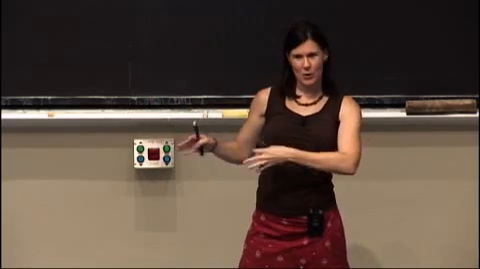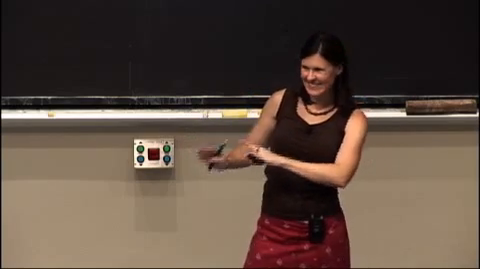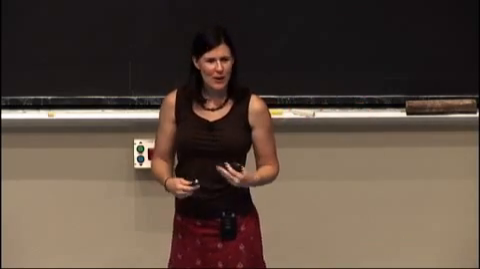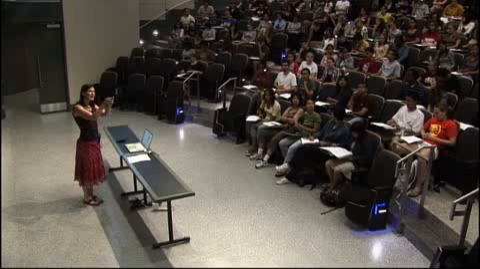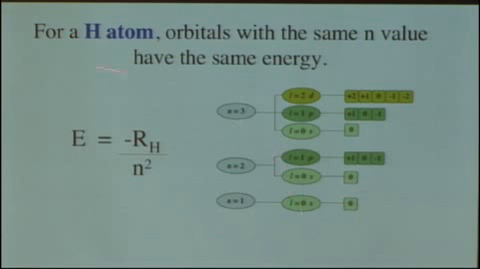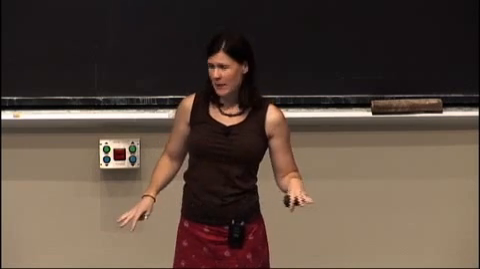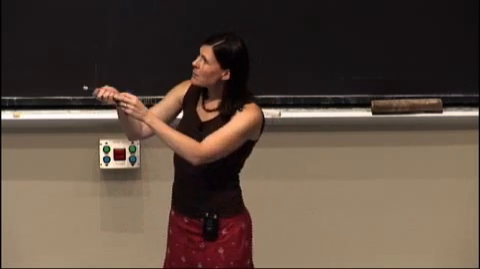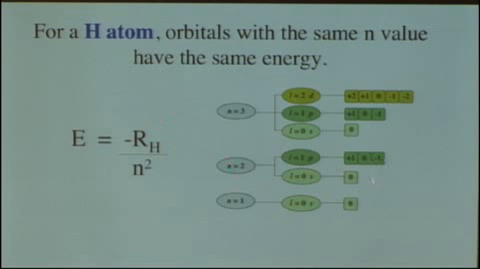We're going to get to more complicated atoms eventually, where we're going to have more than 1 electron in it. But when we're talking about a single electron atom, we know that the binding energy is equal to the negative of the Rydberg constant over n squared. So it only depends on n. So for example, if we're talking about the n equals 2 state, all of these 4 orbital descriptions are going to have the same energy.